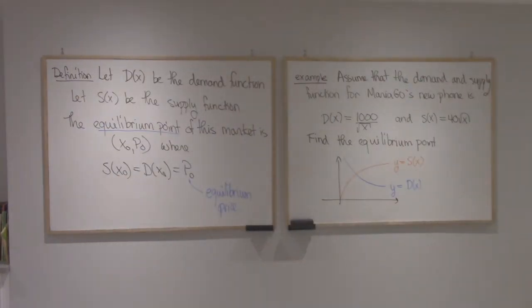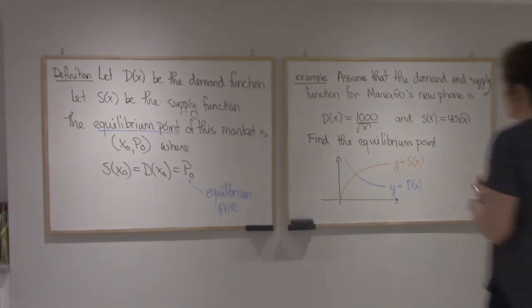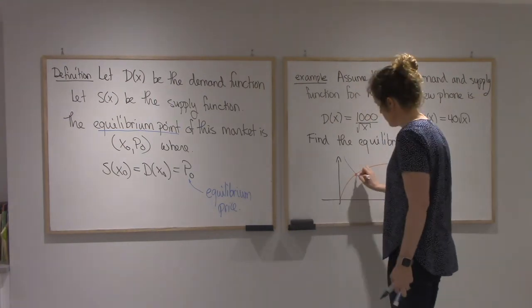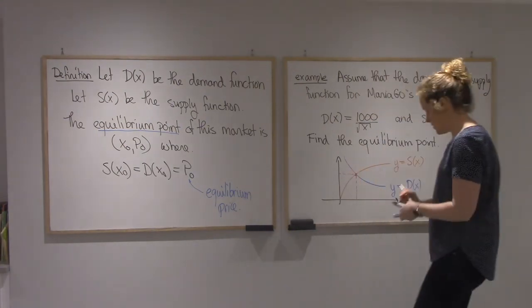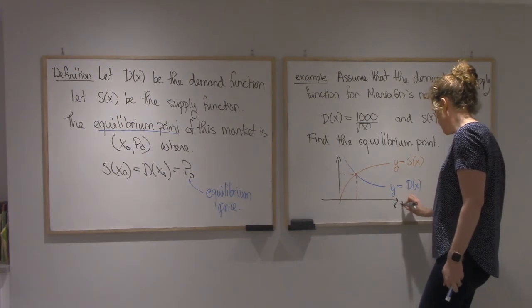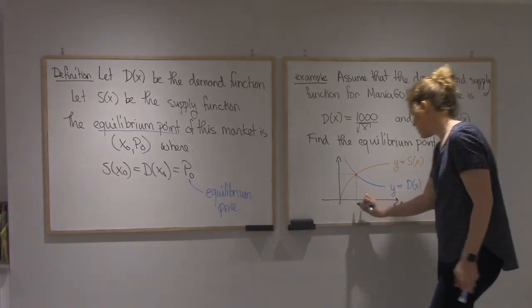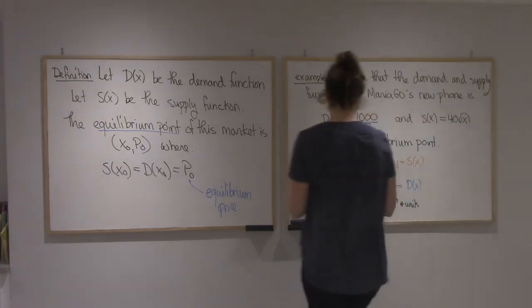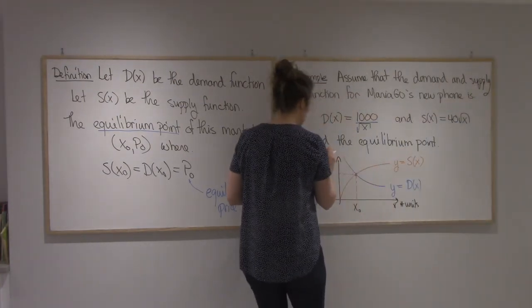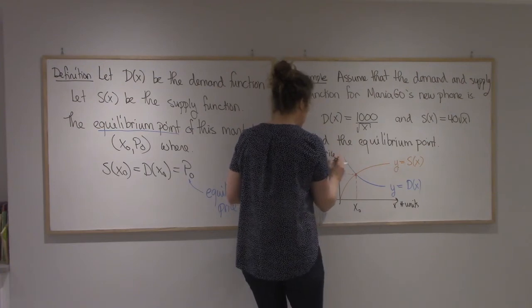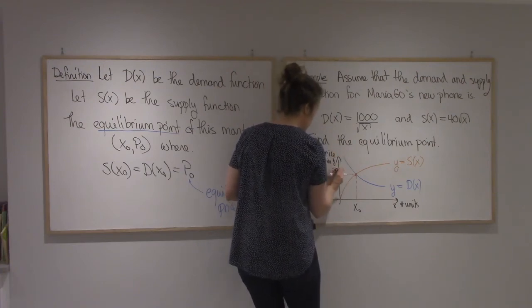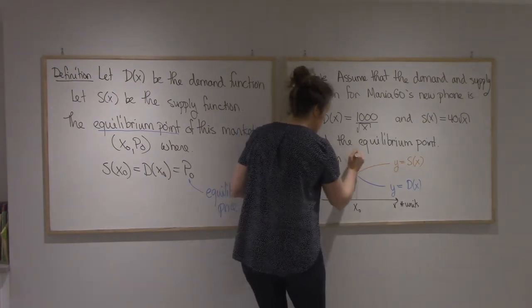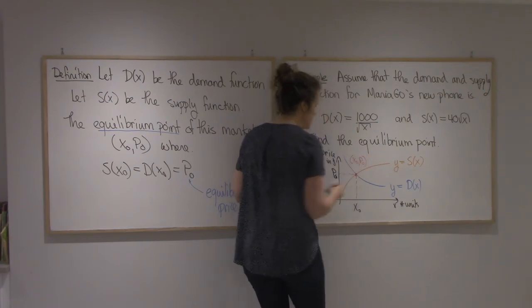And now we're looking for that intersection point right here. So we're looking for this point. This is the number of units as before. And so this point would be x0. So that's the number of units at the equilibrium point. And this was the price in dollars. So this one would be p0. All right, so this red point would be x0, p0, and that's the equilibrium.